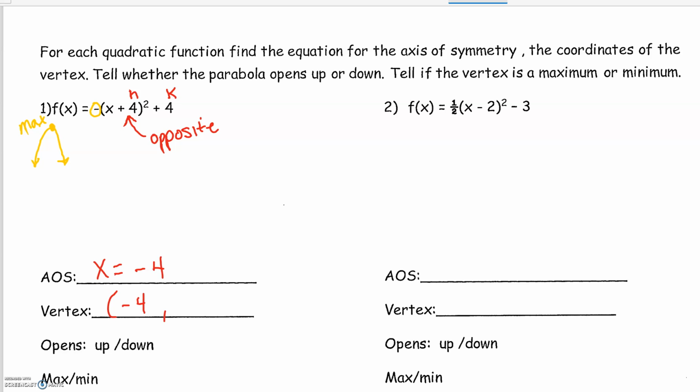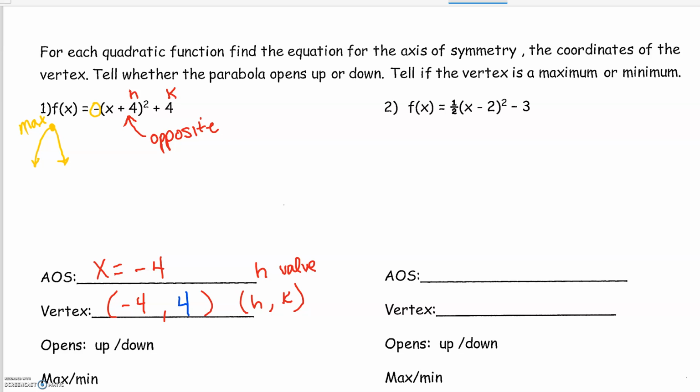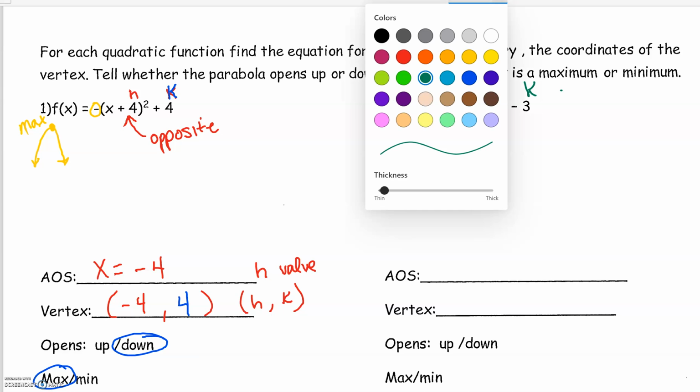And so that is not only my axis of symmetry, which I put within x equals because it's an equation for that vertical line, and then I put it here with my vertex because it's h, k. So now my k is right here, that's 4. And then I just said that it opened down because of that negative in front. That's less than 0, so down, and that was a maximum. And I'm done. So it really is just looking at h, k, and then this is going to tell me opening up or down.